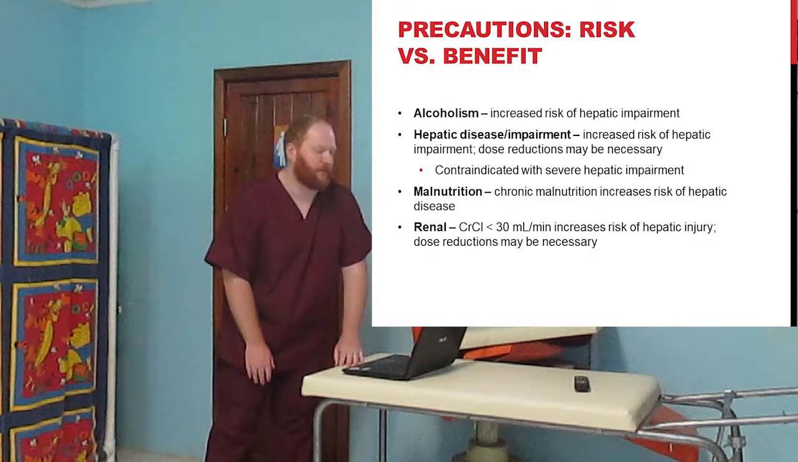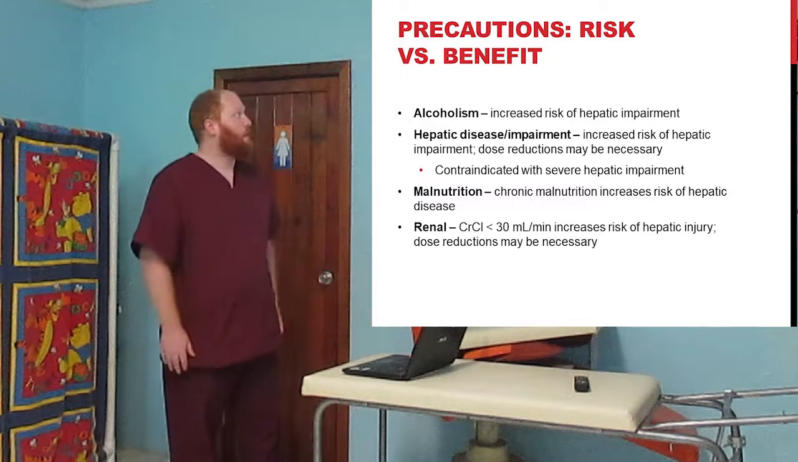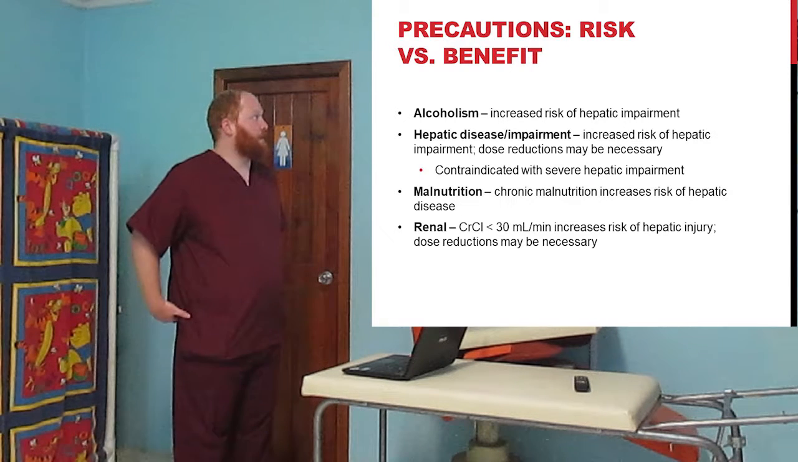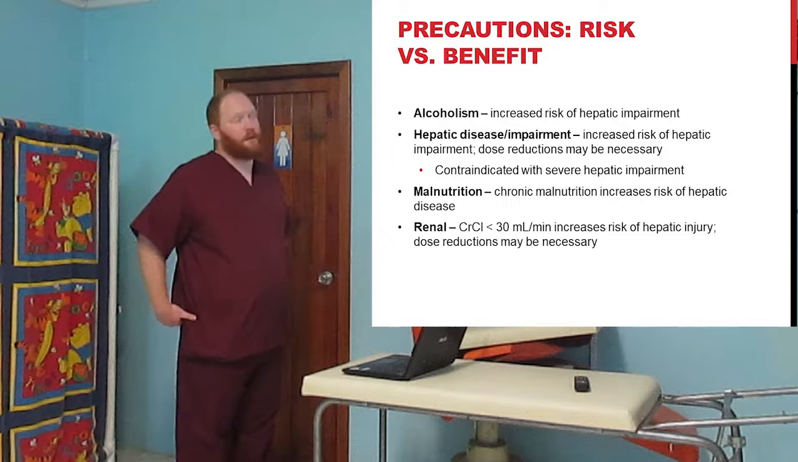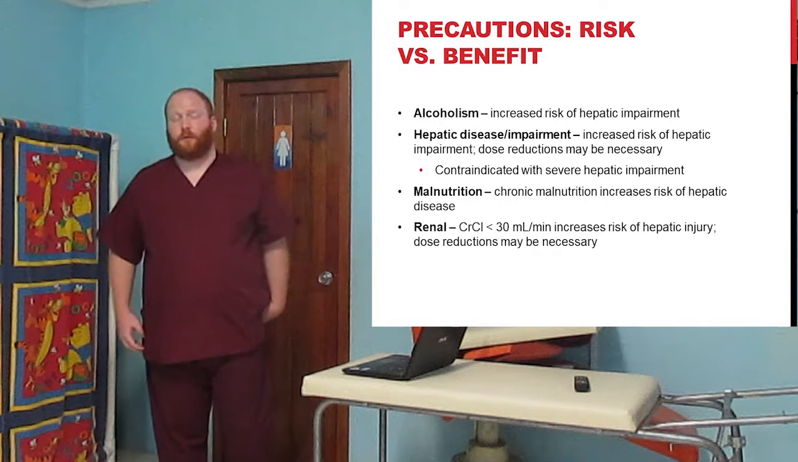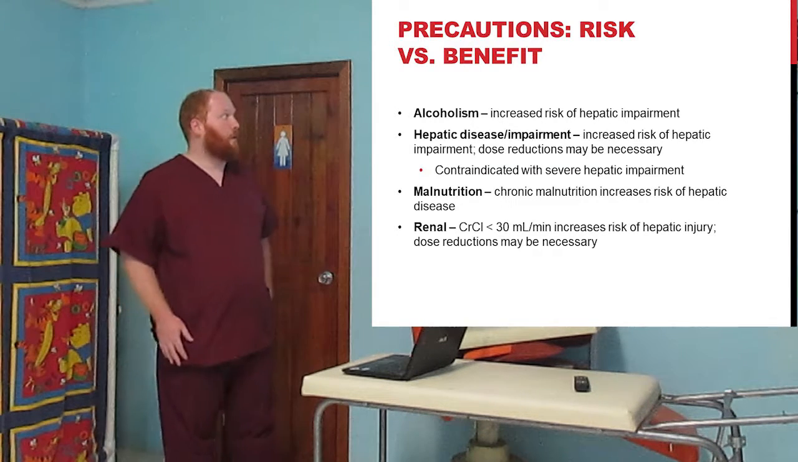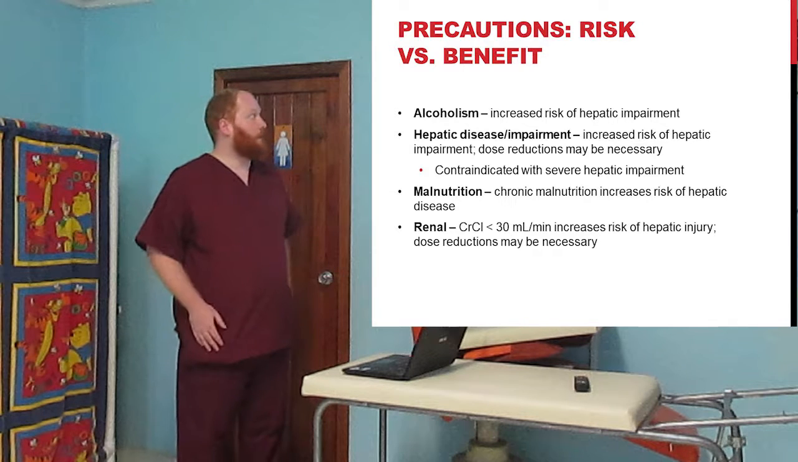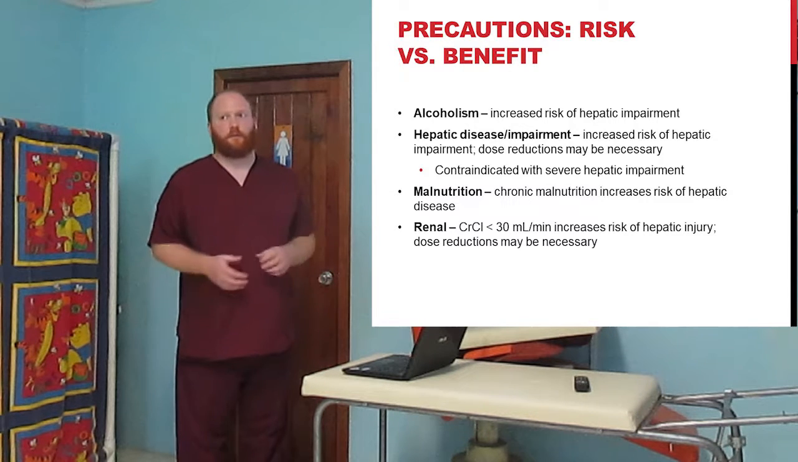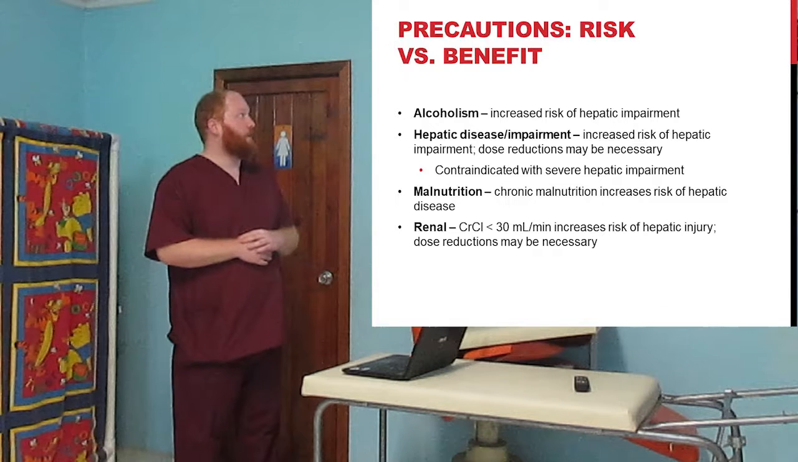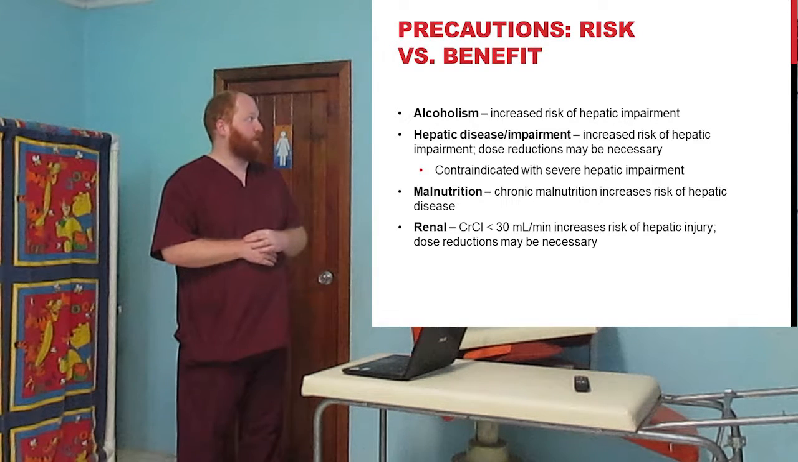Precautions, it's really risk versus benefit. These all have to do with liver impairment, the first being acetaminophen and someone who is an alcoholic or chronically drinks alcohol. They are already at increased risk of hepatic impairment. Somebody who already has an underlying liver disease is also at an increased risk.